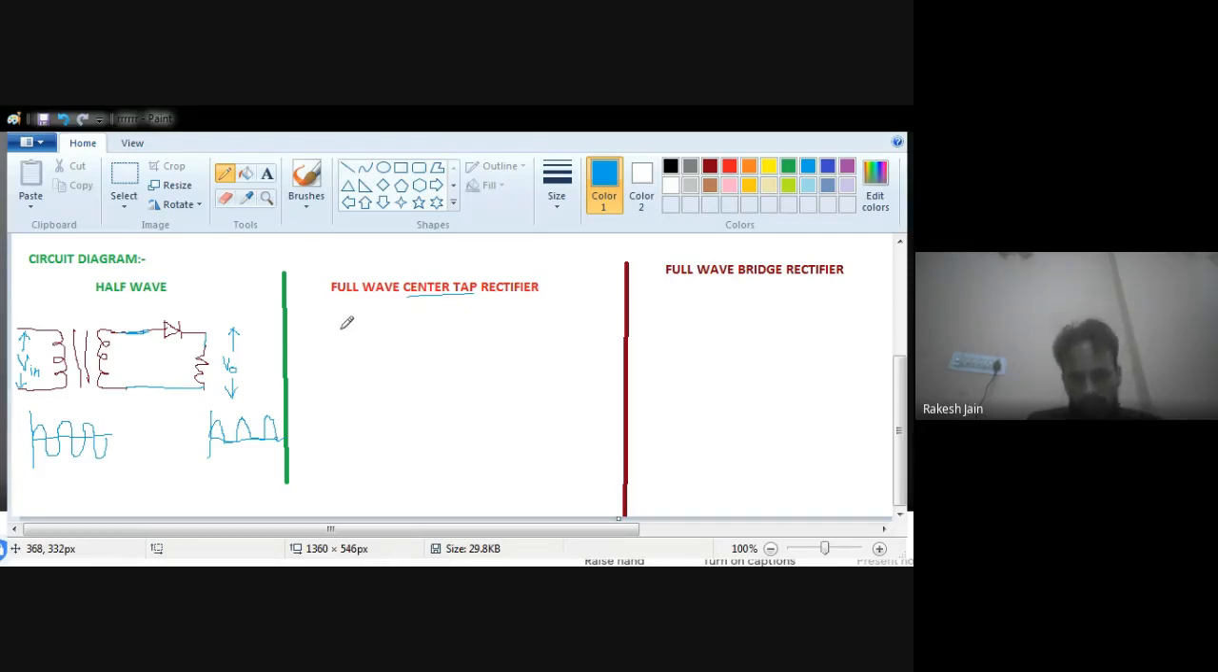Okay, so how to draw the circuit diagram of a full wave center tap rectifier? So here we require a transformer, that is a center tap transformer. Center tap means the output side consists of 3 wires. We require 2 diodes, one diode at the upper side and one diode at the lower side.